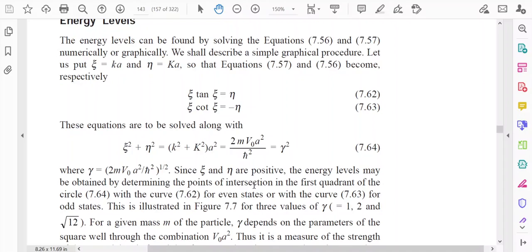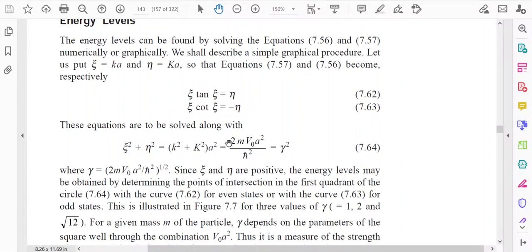So we can plot this equation in a particular coordinate system, and consider the intersection in the first quadrant of this circle with the curve 7.62, that is zeta tan zeta is equal to gamma. From the intersection we will have a particular state for these two equations, zeta tan zeta is equal to eta, because from the intersection we will have particular values of these two parameters, zeta and eta, and from these two parameters we can calculate the values of the energy. So energy levels can be obtained by determining the points of intersection of this circle with these curves.